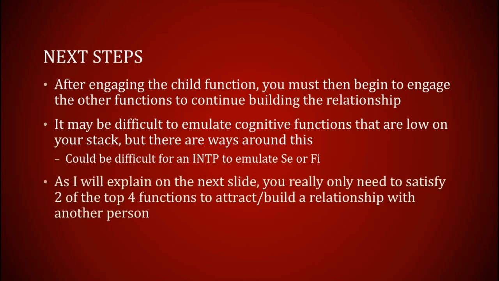Really, all you need to do is get at least two of the functions on board. And I'll explain this more on the next slide. If you're having an issue emulating a certain function, you're going to have to learn to emulate the other that's going to get them on board. And this is the basis for the cognitive axis that we'll talk about on the next slide.